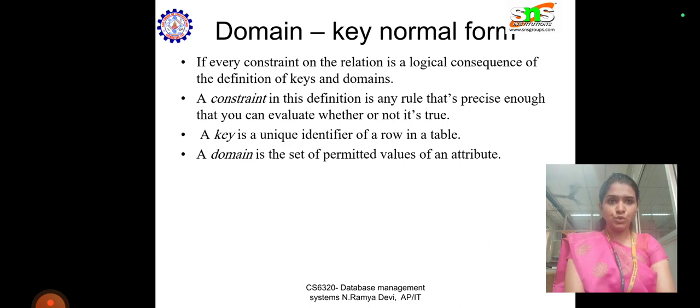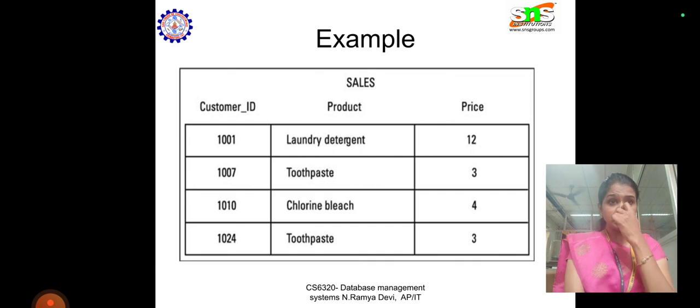A key is a unique identifier of a row in a table. A domain is the set of permitted values of an attribute. This is an example of domain key normalization. There is a customer ID, product, and price. Sales is the table name, and we have three attributes in it: customer ID, product, and price.